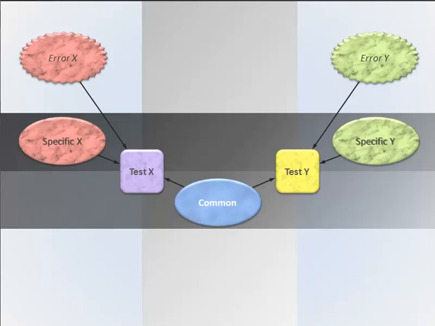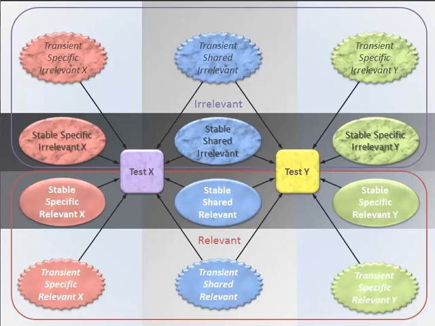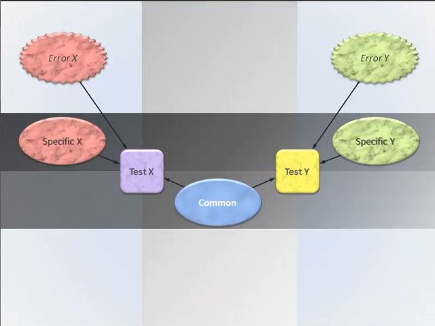Most of the time that we study influences on test performance, we have this model in mind. We do not have the full complexity here. We simplify it to this. That is, we have error scores for X and Y. We have a stable but specific ability associated with X and Y. And then we have some sort of common influence, which we assume is the construct that we're measuring. That is, both the error and the specific ability are not relevant to the construct that we're trying to measure.